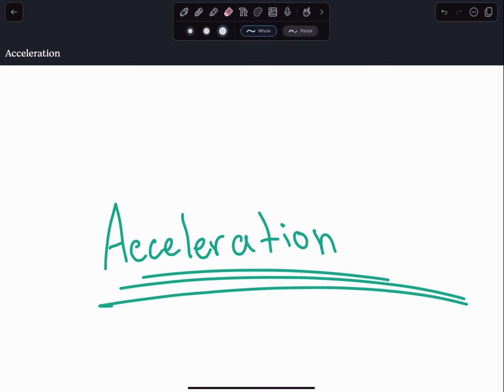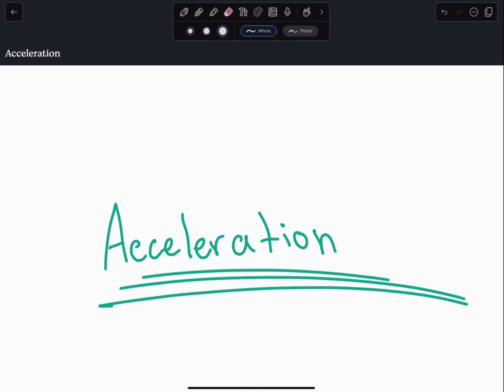Now, acceleration is a funky concept. Why? Because it's often misunderstood in the eyes of the public. When I took Physics 1, I remember thinking acceleration would be simple. I just got my license, of course I know what acceleration is.